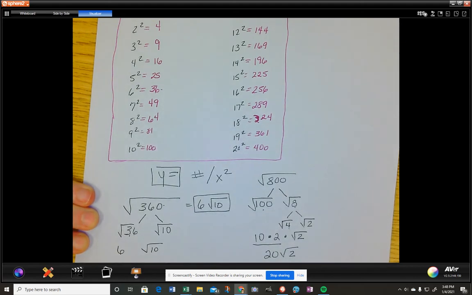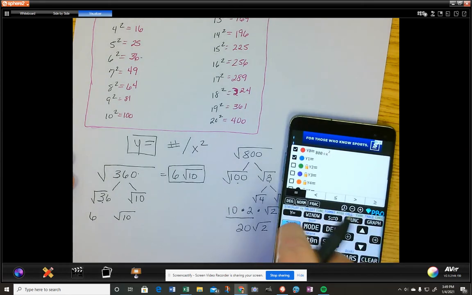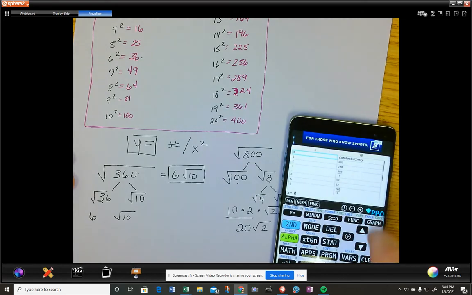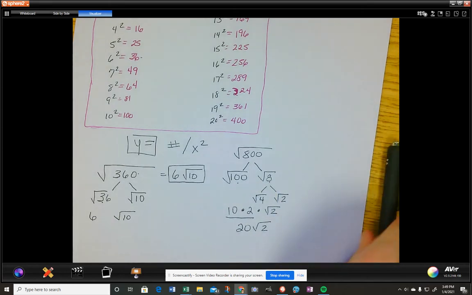Let's check it on the calculator. Go to y equals, clear out what's there, type in 800 divided by x squared. Second graph. You may have to go down a ways. There we go. 20 square roots of 2. And that's all we have to do for radical expressions.